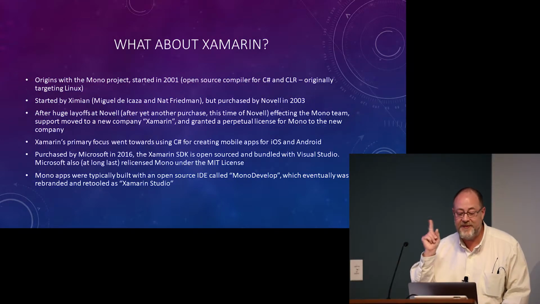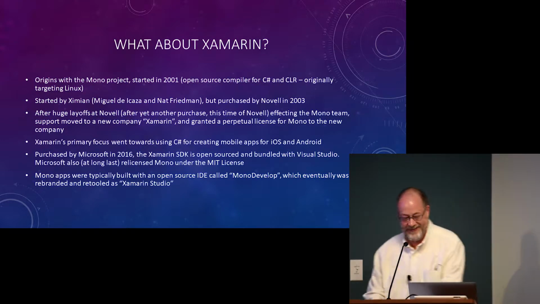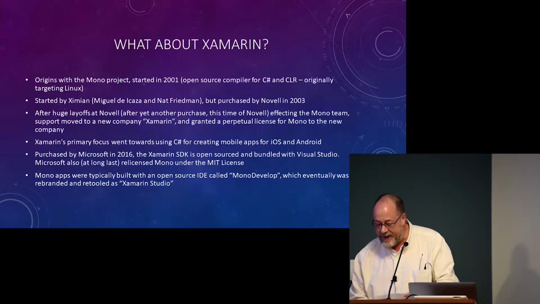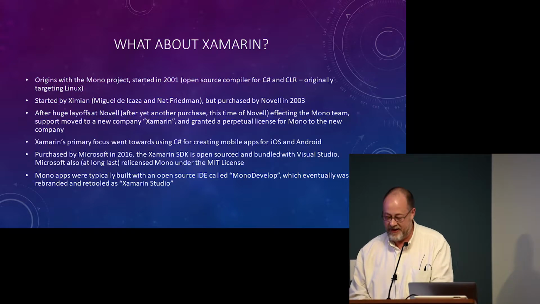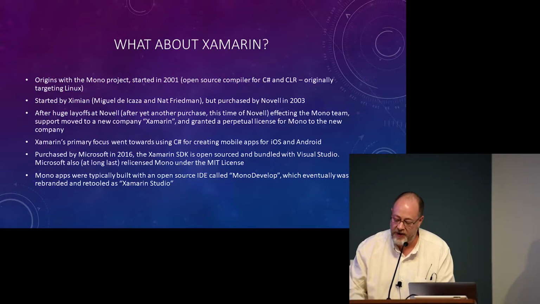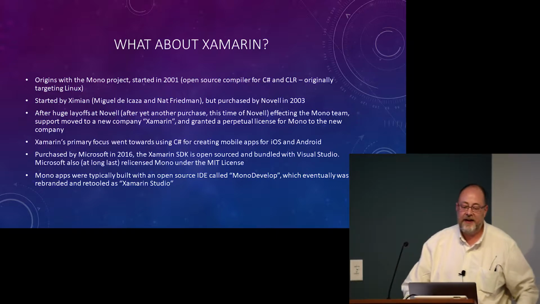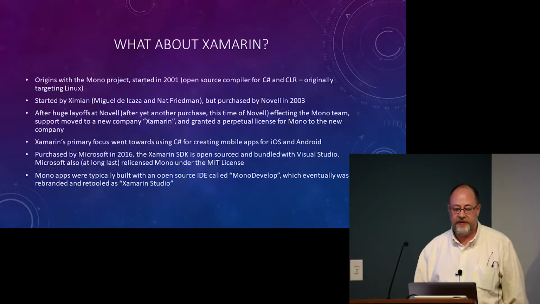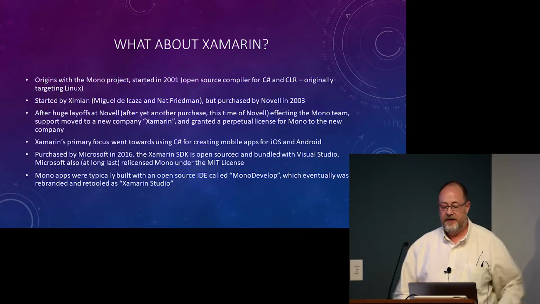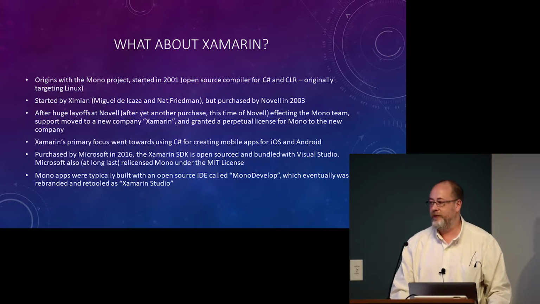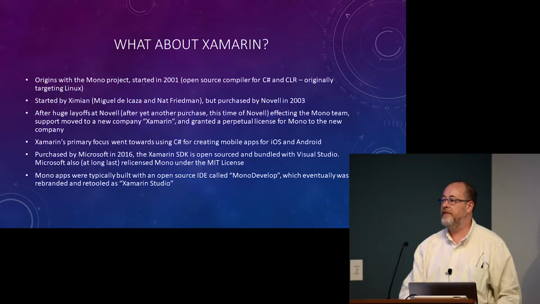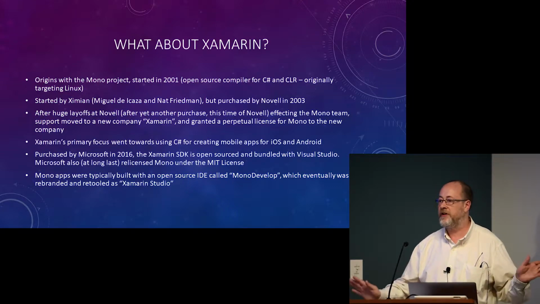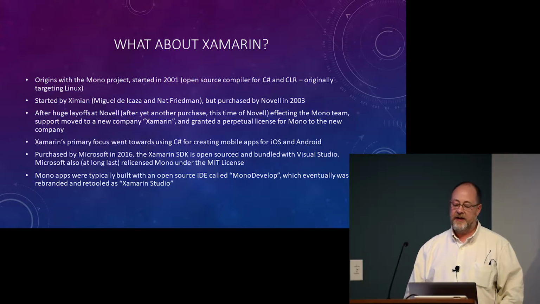I did say it was going to be confusing. So what about Xamarin? Okay, Xamarin is kind of weird. So the Mono project, as noted here, that started in 2001, was an open source compiler for C# and the CLR. That's the Common Language Runtime. Think the JVM if you're a Java person.